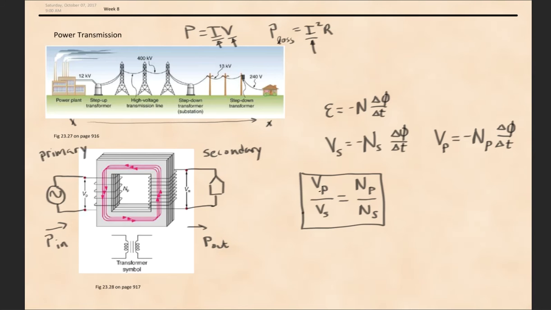That the ratio of the primary voltage to the secondary voltage is equal to the ratio of the number of turns on the primary side to the number of turns on the secondary side. N sub P is the number of times that the wire is wrapped around this side. N sub S is the number of times the wire is wrapped around this side.